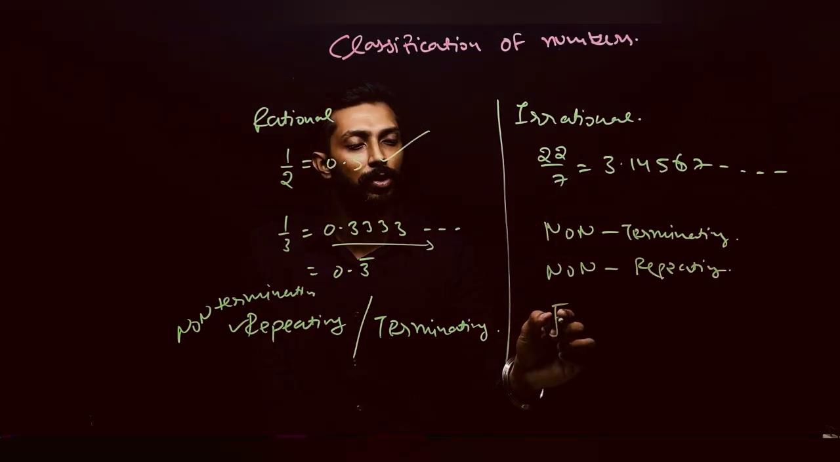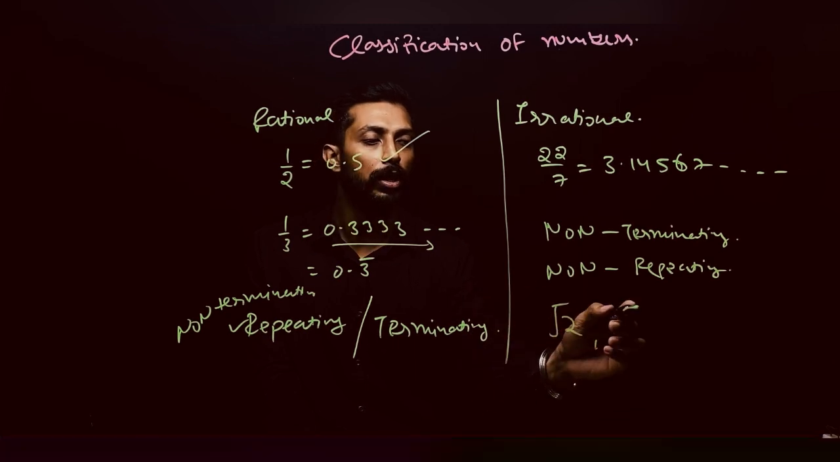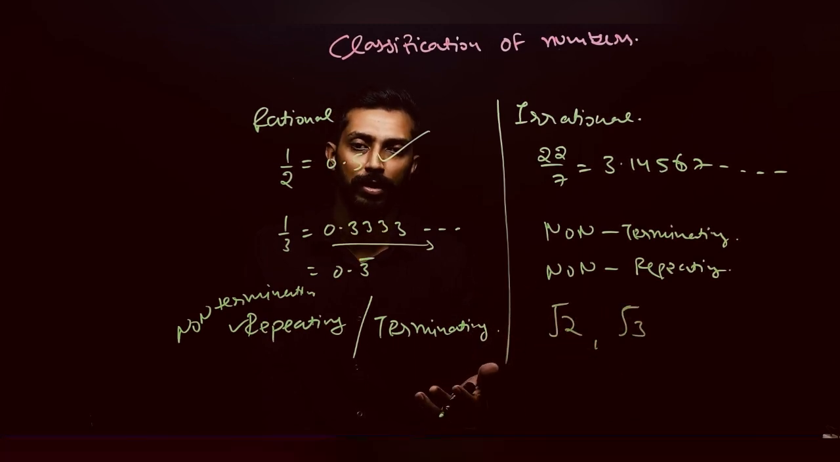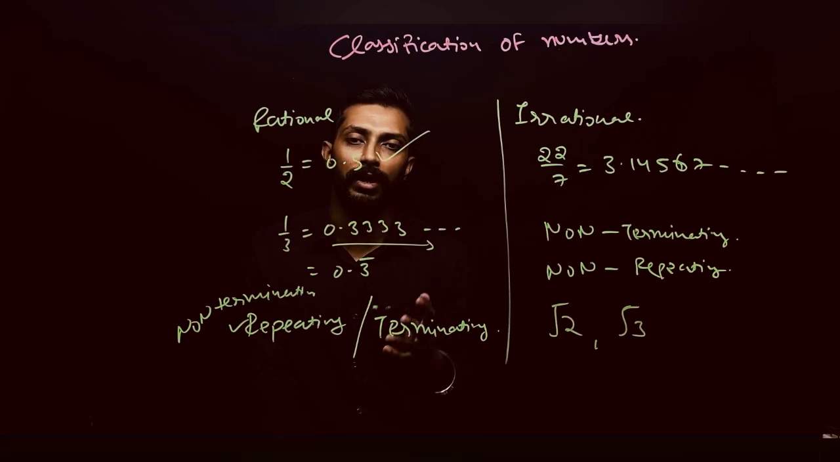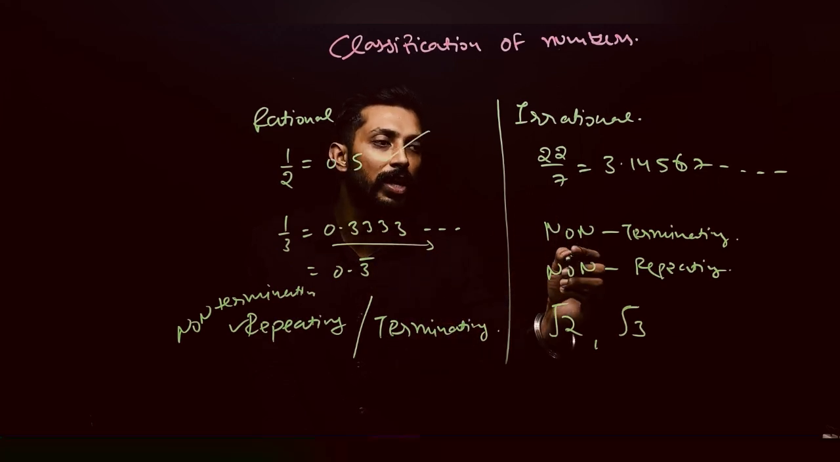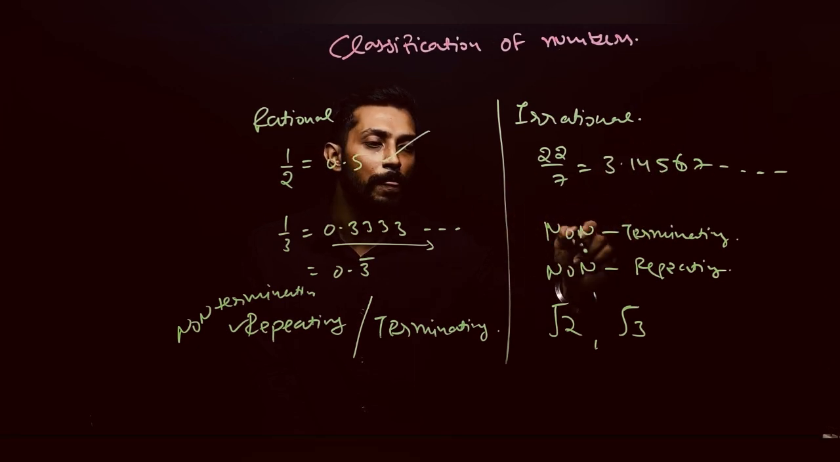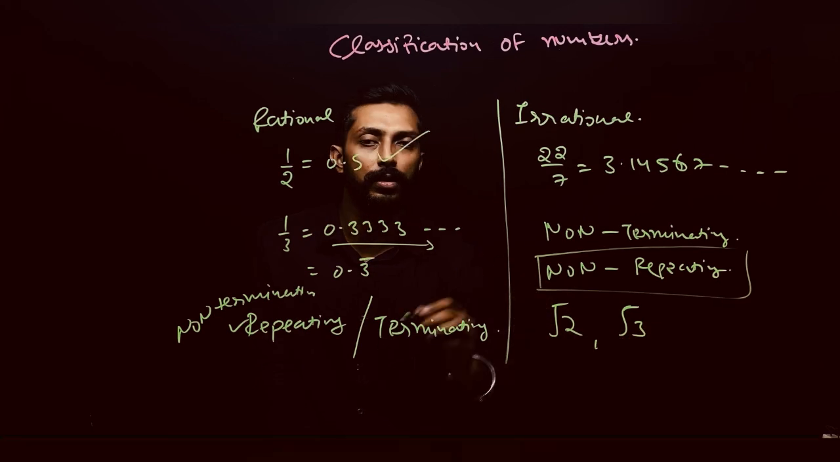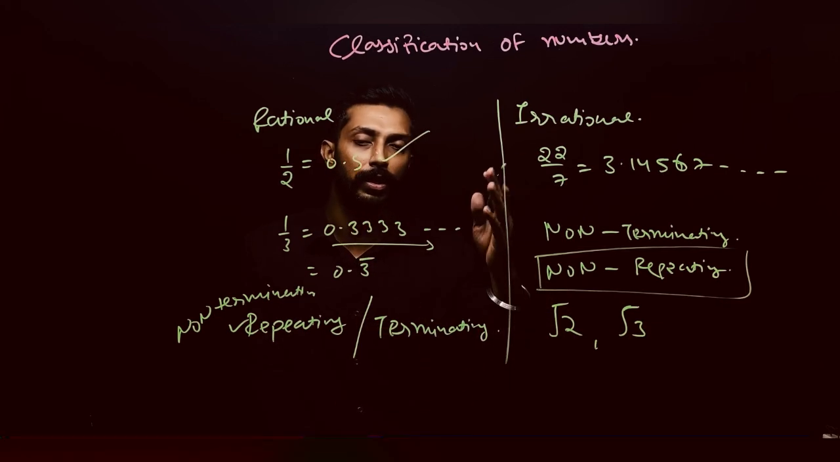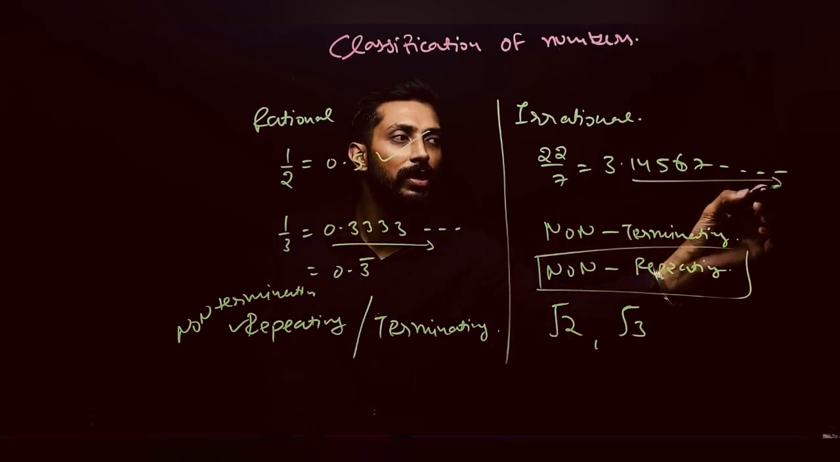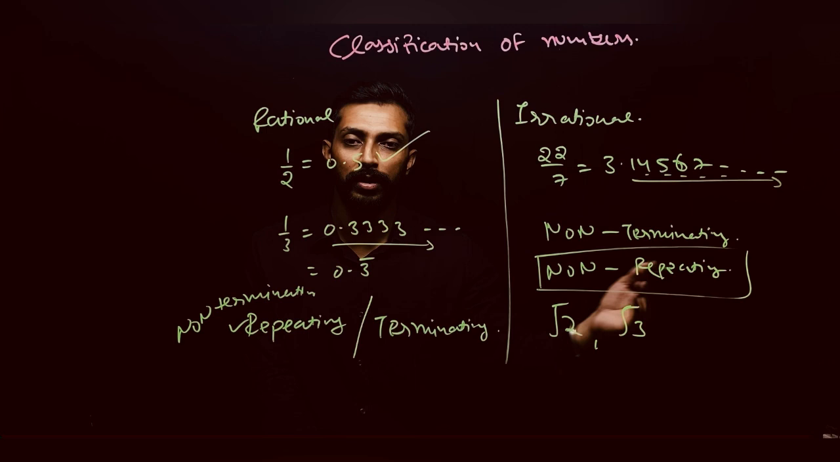If I take other examples, you can write under root 2, under root 3. These are examples of irrational numbers. The major basic difference is that if a number terminates after one or two decimal points, it is a rational number. Irrational numbers are non-terminating; they do not terminate after the decimal point, and unlike repeating decimals, they are non-repeating. As we can see, all the digits are different after the decimal point. So this is the example of irrational and rational numbers.